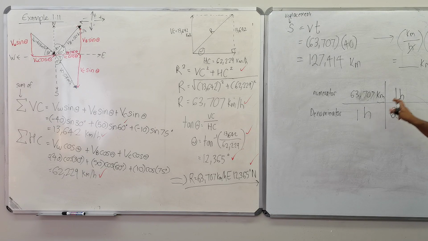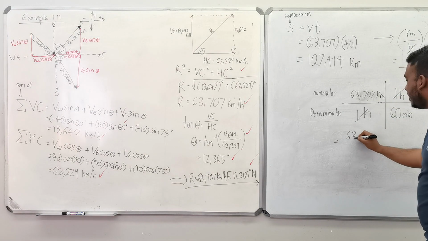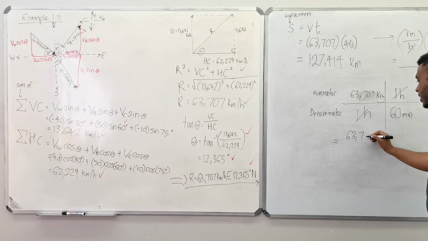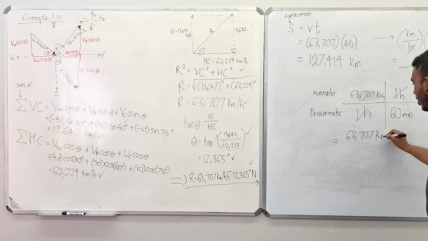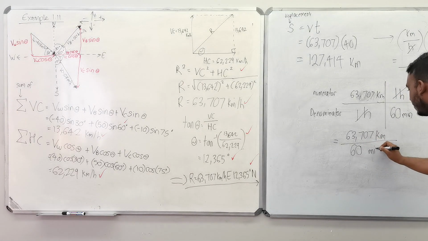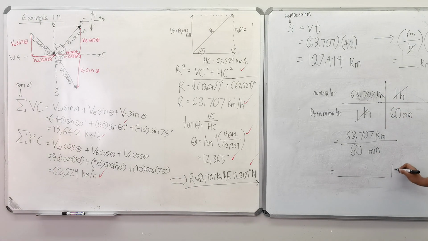So what will happen to this and this? Well, they cancel out. They will cancel off, and you're left with 63.7. So everything on the numerator will divide by your denominator. You're left with 63.7 kilometers for every 60 minutes. So your answer, whatever you end up working out, will be in kilometers per hour.